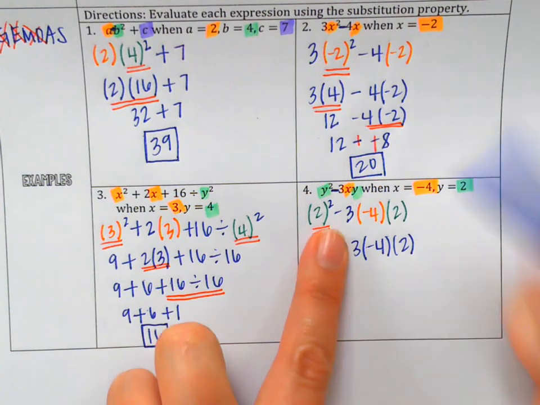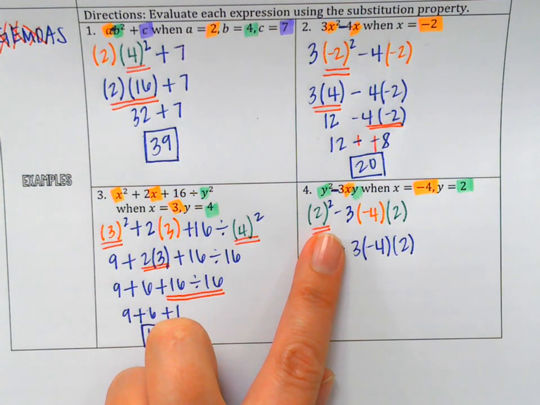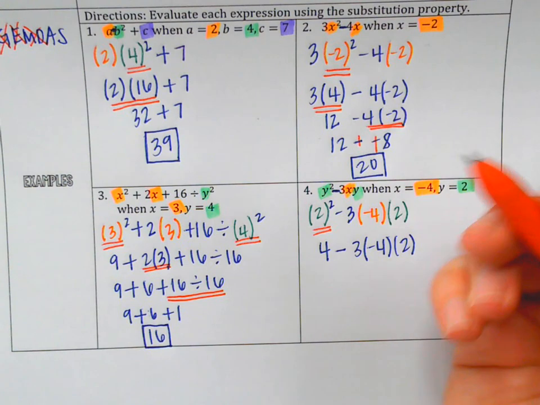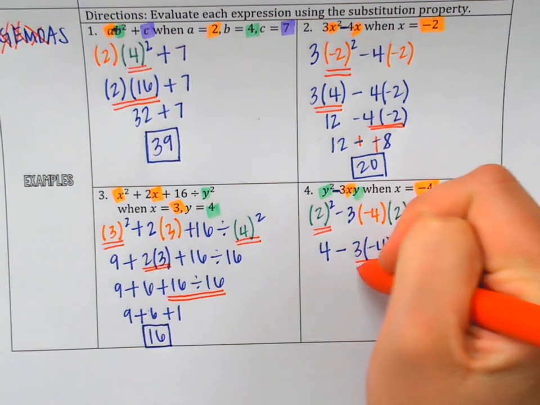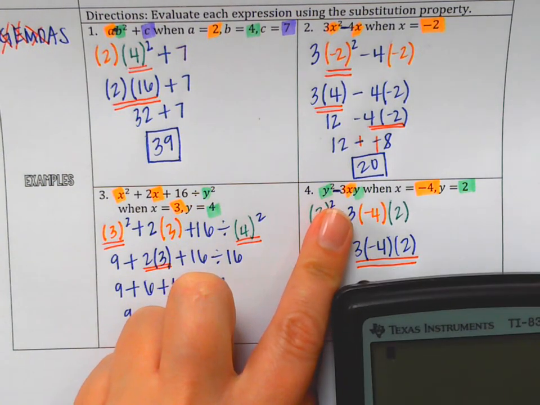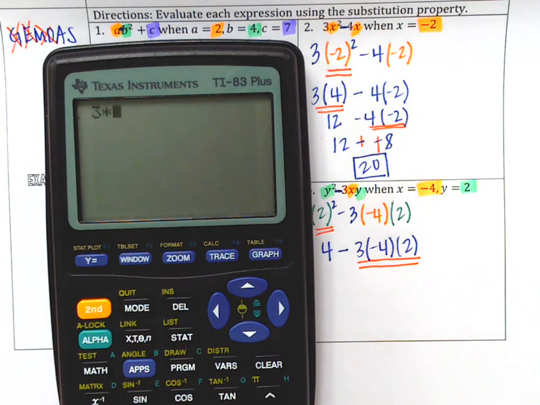Now, this is one big multiplication problem. So some of you guys can do that in your head. Some of you guys need a calculator. Let's do that in a calculator. So I'm just going to deal with this right here. I'm going to ignore the negative for now. And then in my calculator, I'm just going to do 3 times -4 times 2. And that gets me -24.